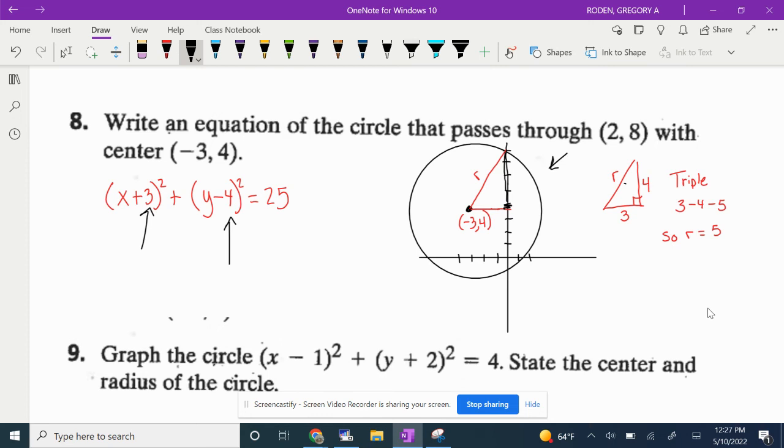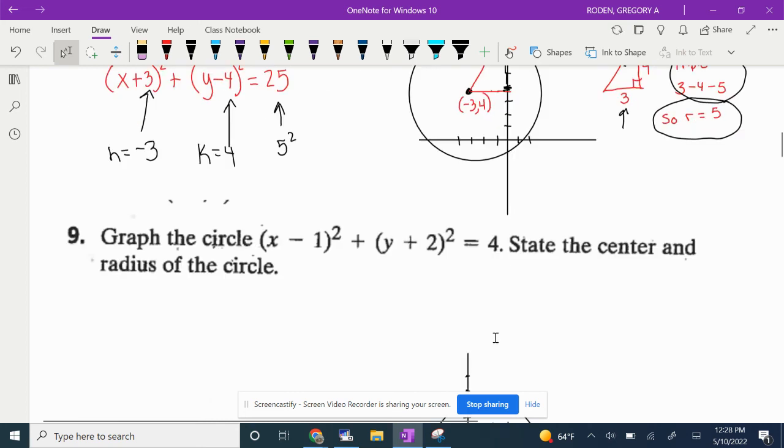Now, I know that anytime you have a 3 for A and a 4 for B, it's a triple that's 3, 4, 5. You could also do the Pythagorean theorem, A squared plus B squared equals C squared, and you're going to see that R, or C, is equal to 5. So remember, this is 5 squared. And remember, this was the negative 3 for H, and this is K equals positive 4. And that's how we got it.